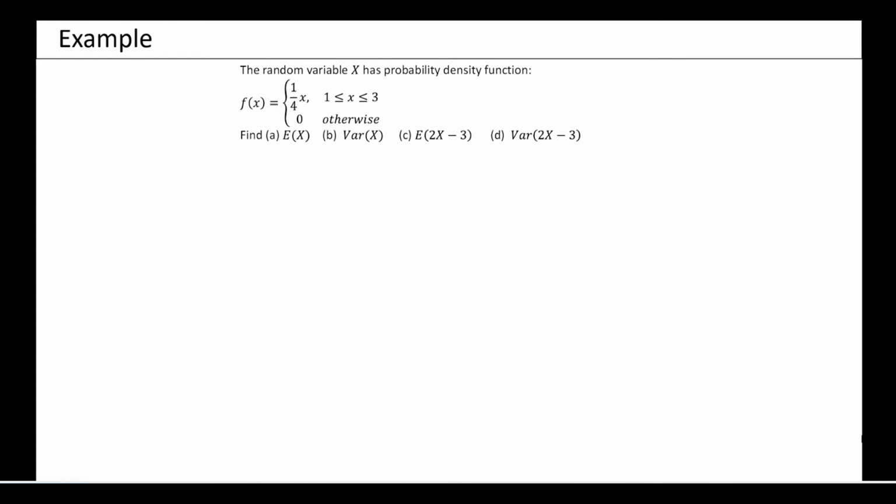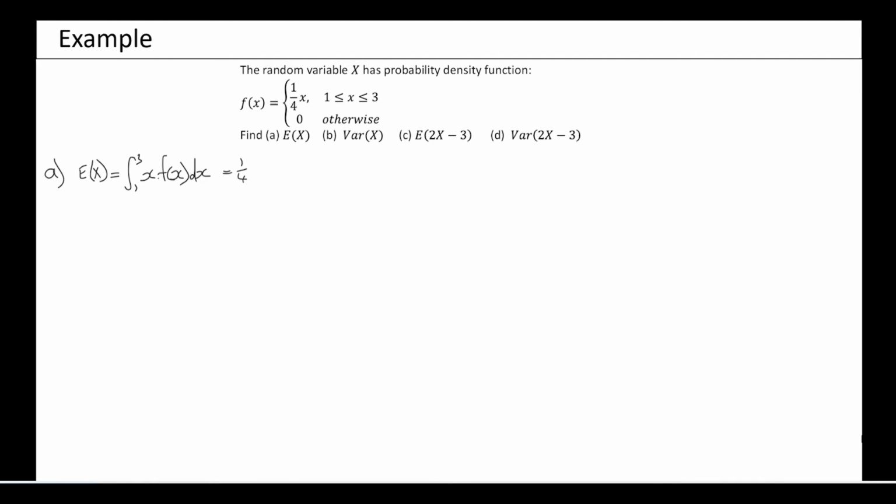Okay, so let's have a look at how we would actually calculate the expectation, the variance, and do a little bit of coding. So this function we've been given is 1/4 of x, and we're first asked to find the expectation. The expectation is going to be x times the function, and we're going to integrate in between the upper and the lower limit of the interval.